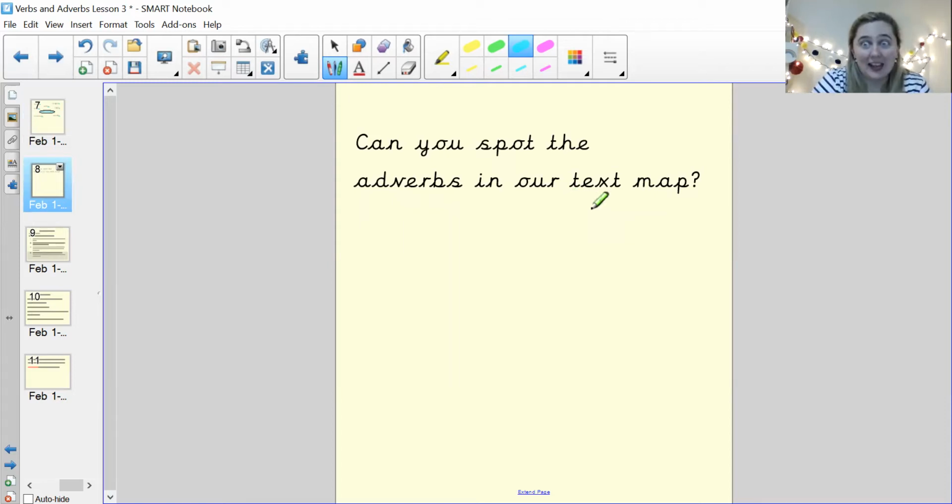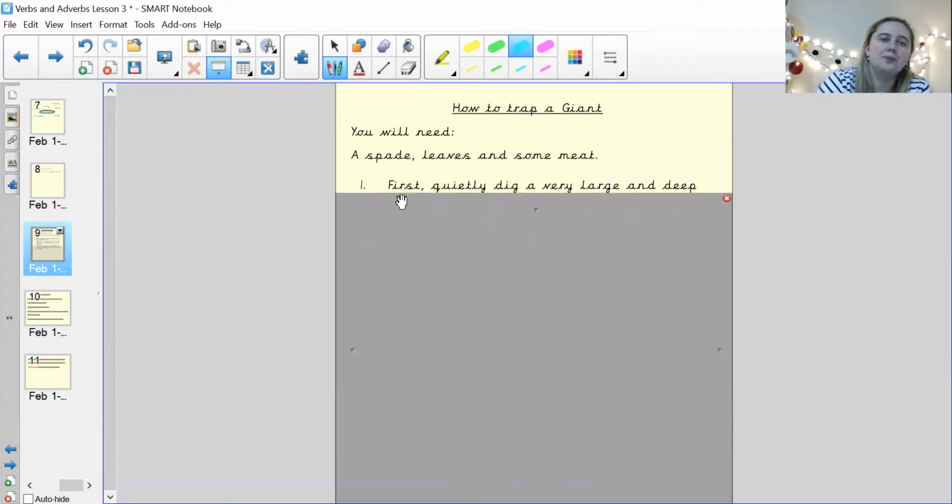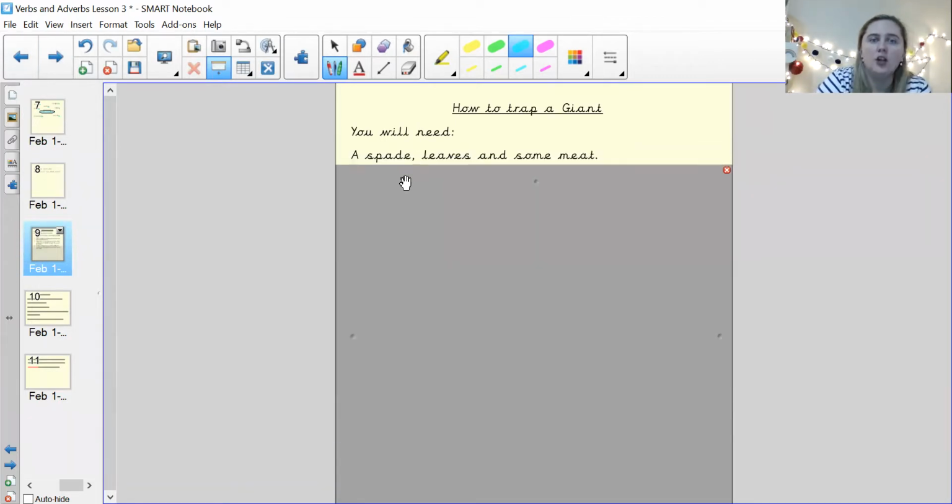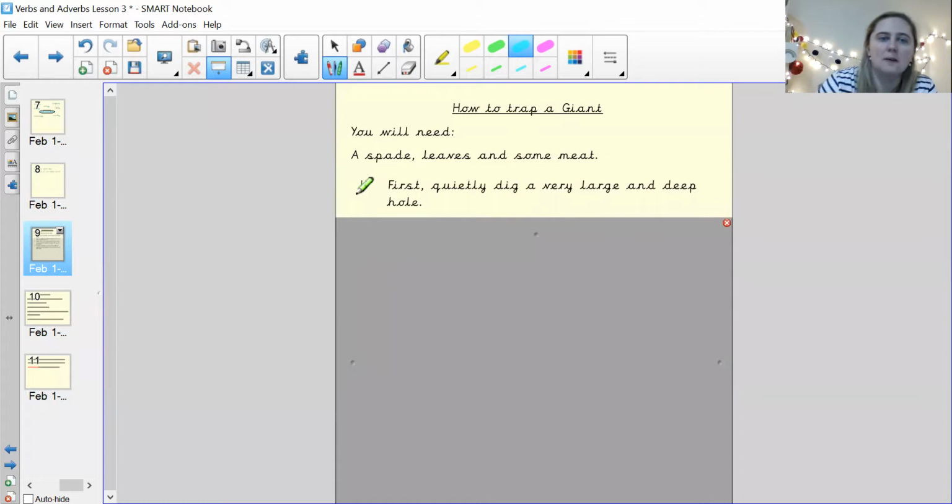Now, we're going to look at the text map, and I would like you to help me try and find the verbs and the adverbs. Okay? So, how to trap a giant. You will need a spade, leaves, and some meat. Okay, first sentence. We need to find the verb first, don't we? So we want our yellow back. First, quietly dig a very large and deep hole.